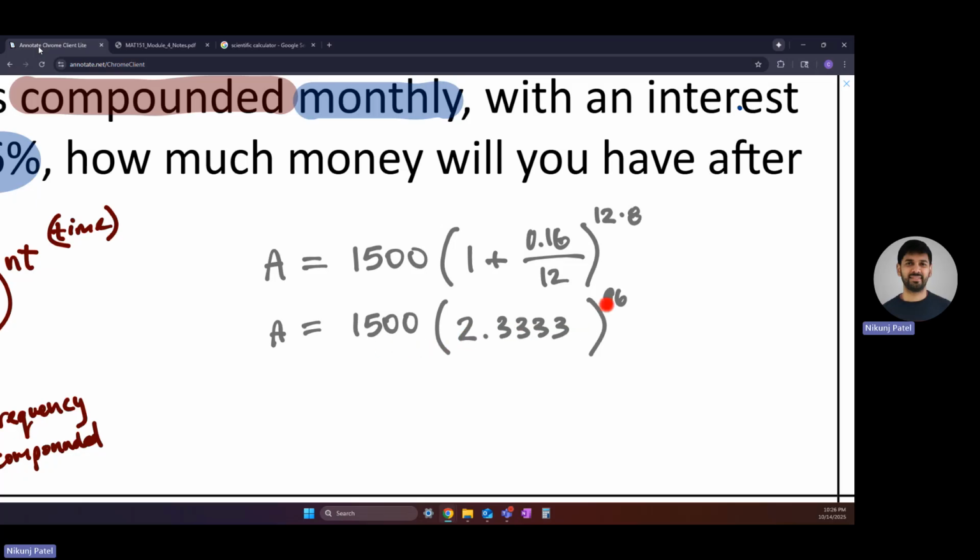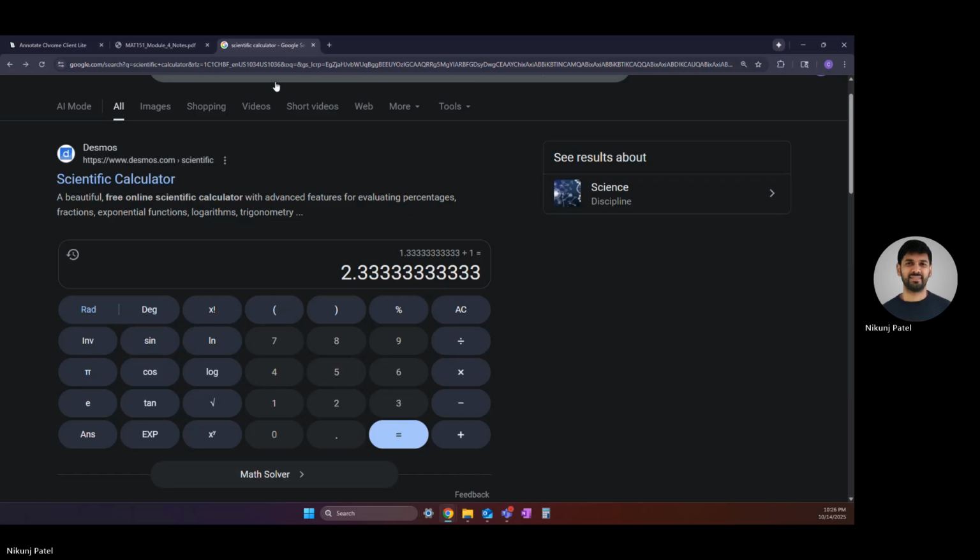Now we need to first address the exponent and then multiply at the end by 1500. So in my next step, I'm going to put A equals 1500, and I'm going to do 2.33 to the power of 96. The exponent button is right there. Exponent 96, and we get this value. In our calculator, what we can do is actually multiply that times 1500.